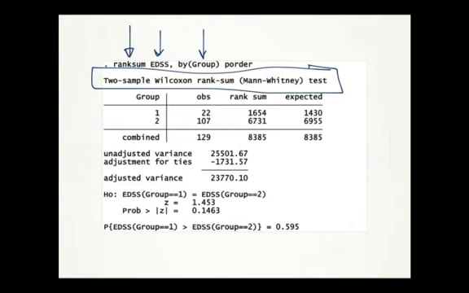And again, it looks like we had very unequal sample sizes in the two groups. 22 in one group, 107 in another group. So that's why even the expected sum of ranks is different when you have such different sample sizes. But then here's the observed sum of ranks, and then here's the corresponding p-value here, 0.1463. Okay? So we fail to reject in this case.